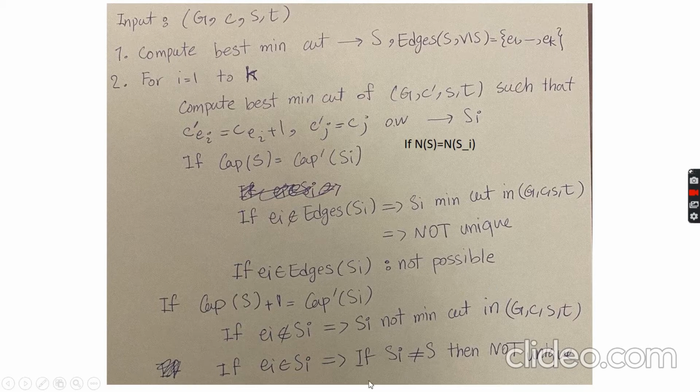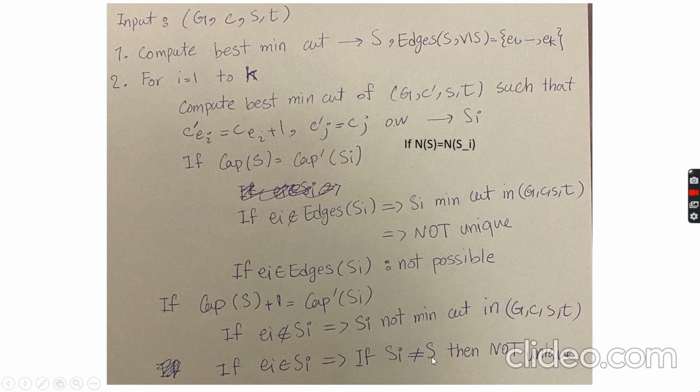The other case is if EI is part of SI. And now, again, if EI is part of SI, then if we take SI to the original graph, its capacity is going to decrease by exactly 1, because capacity of EI was increased by 1. And so SI is indeed a min cut in the original graph. And now, because we know that the number of edges is also the same, here we can conclude that SI is a best min cut of the original graph.